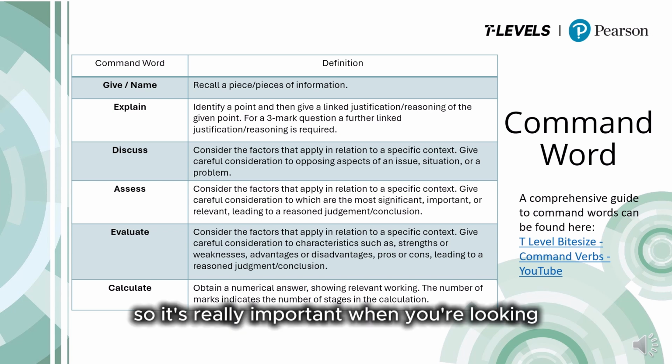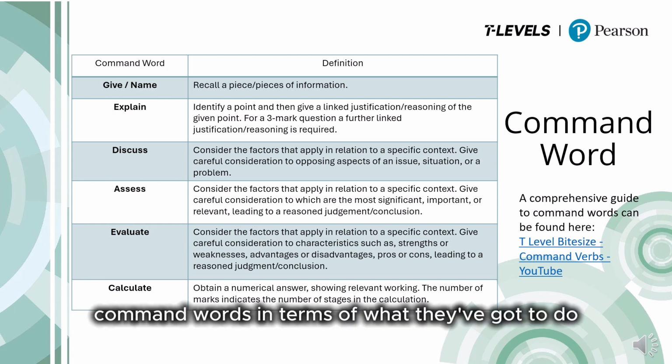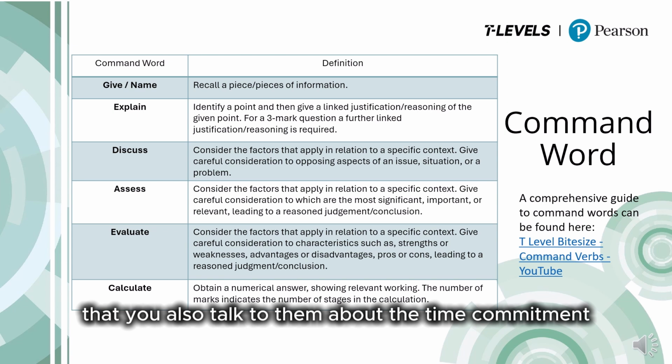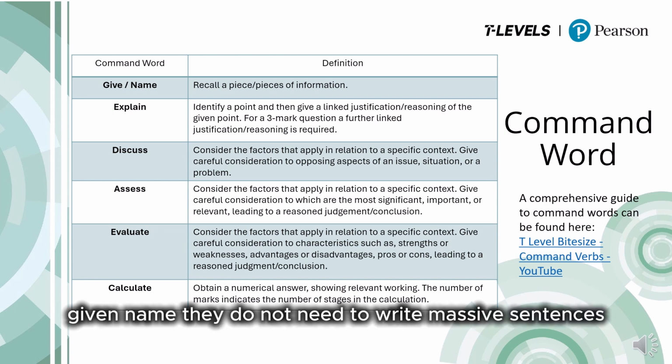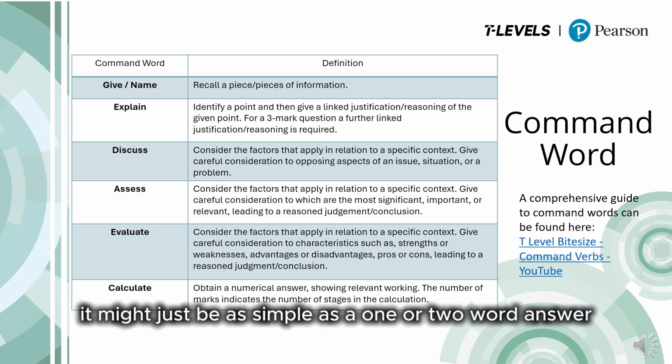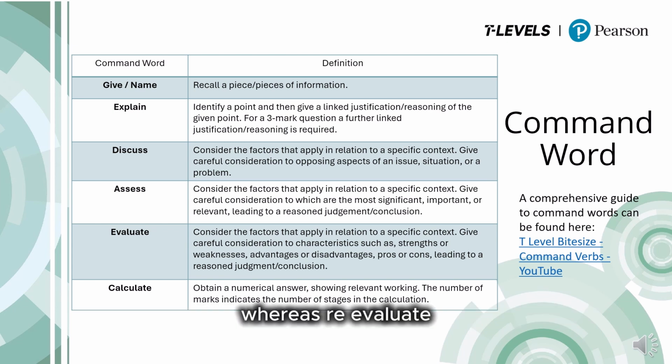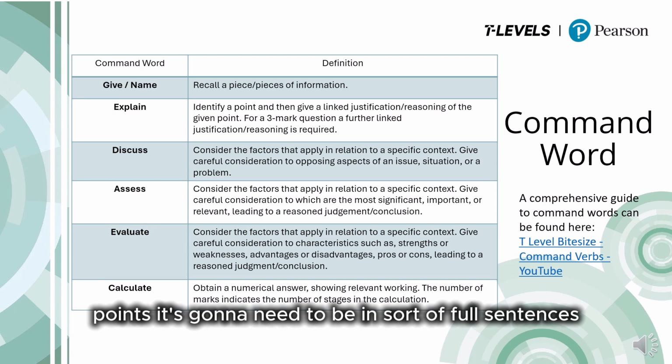So it's really important when you're looking not only at command words in terms of what they've got to do, that you also talk to them about the time commitment that each question might need. Given name, they do not need to write massive sentences. It might just be as simple as a 1 or 2 word answer. Whereas for evaluate, you're not going to want them to be doing it in bullet points. It's going to need to be in sort of full sentences and paragraphs.